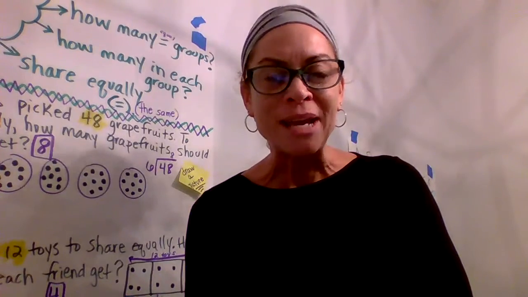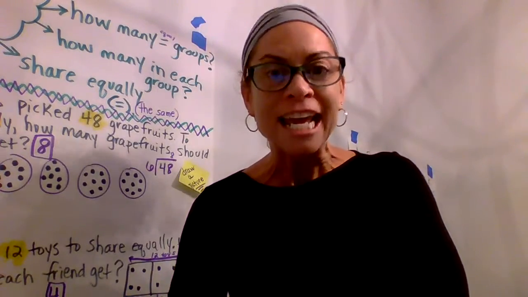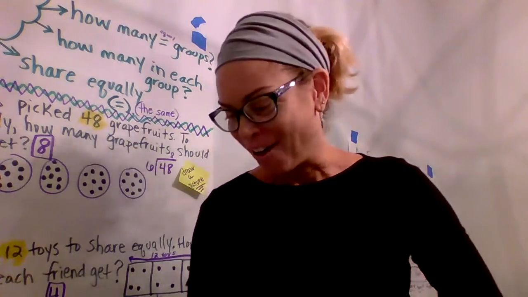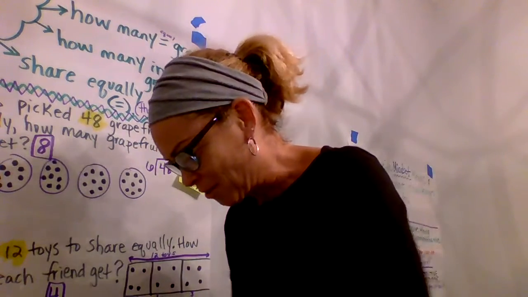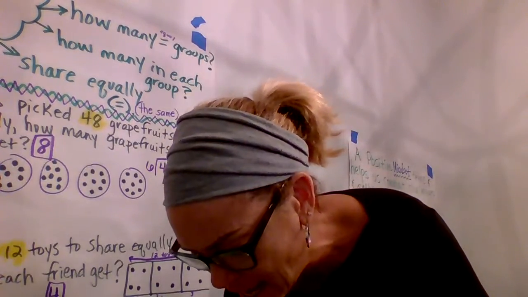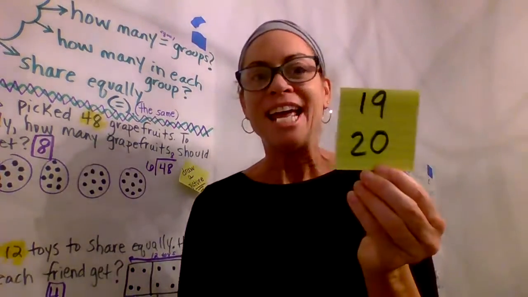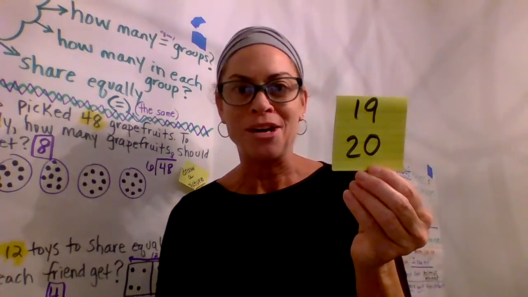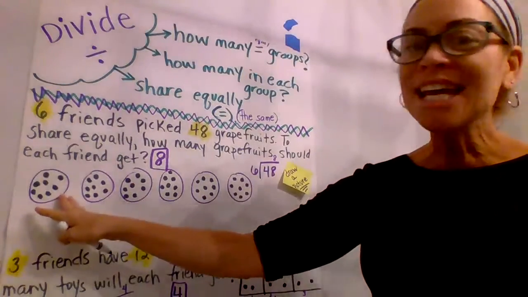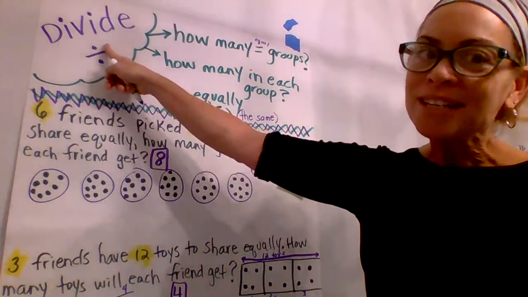I'm going to videotape me sorting objects into groups so you can watch how I do that later. Alrighty, again, you're doing pages 19 and 20 in your math workbook. Okay, again, you're finding how many groups, how many in each group when you divide.